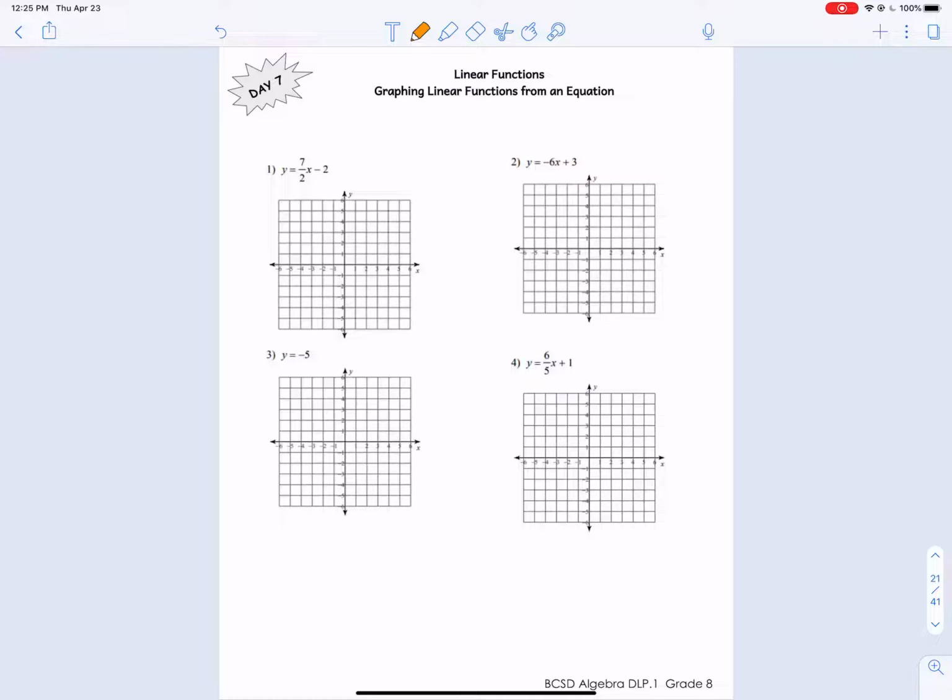Okay, extra practice, same kind of thing. These all look pretty straightforward. Again, you might have to go backwards to get enough points so that you can draw your line.